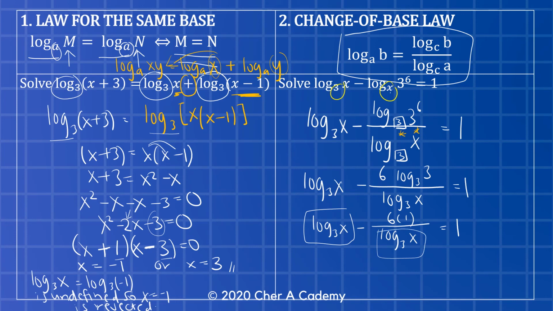What I'm going to do is let y equal log base 3 of x. Then my equation will become y minus 6 over y equals 1, which will make things look a bit cleaner. And then we will replace the y with log base 3 of x later on. Then, to get rid of this fraction here, I'll multiply each term with y. So multiplying by y, I have y squared minus 6 equals y.